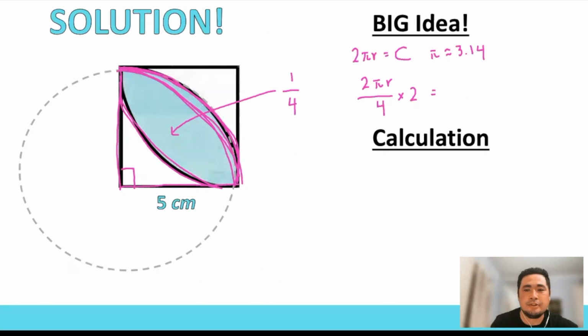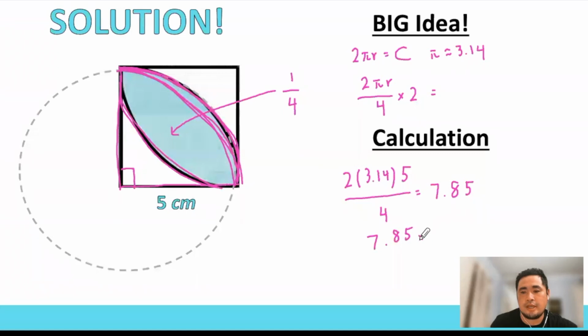So let's fill in the numbers here for the calculation. If it's 2 pi r, we have 2 times 3.14 times the 5, which is the radius. And if we divide that by 4, we will get an answer of 7.85. And because there's 2, we need to multiply that twice. So 7.85 times 2 gives us an answer of 15.7 centimeters.